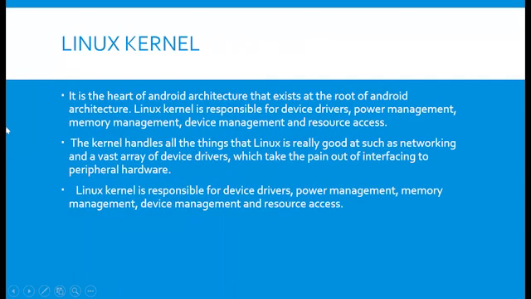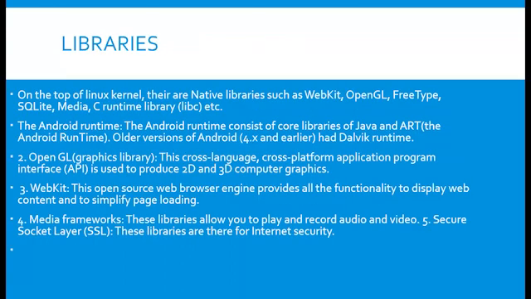First, the Linux kernel is the heart of an operating system. It holds the drivers, and memory management and power management are done in the kernel. Next, libraries. The libraries consist of OpenGL, SQLite, and so on. OpenGL is for graphics. WebKit is used for displaying web pages. The media framework handles audio and video, the multimedia type of applications. The secure socket layer is also among the libraries.